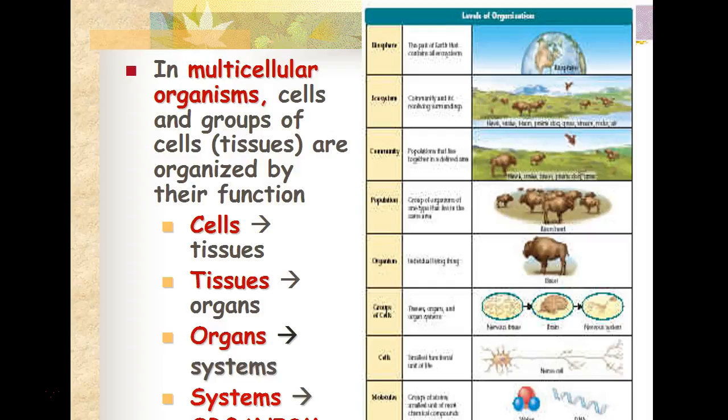So in multicellular organisms, that's anything with more than one cell, so a dog, a cat, a monkey, a chimpanzee, things are organized by their function. So at the basic, the bottom level, you had cells, right here, cells.